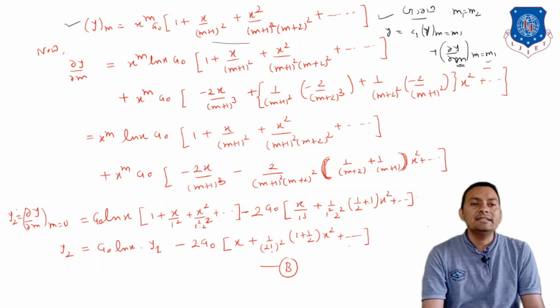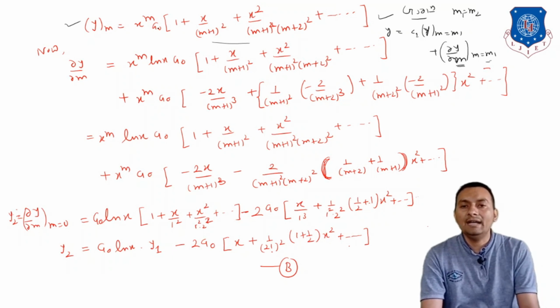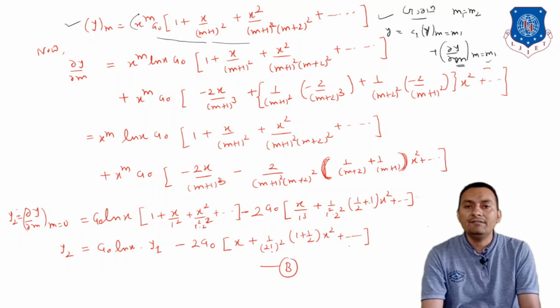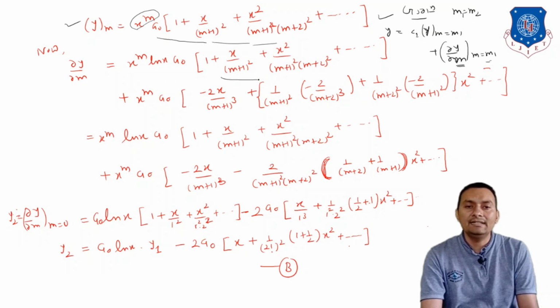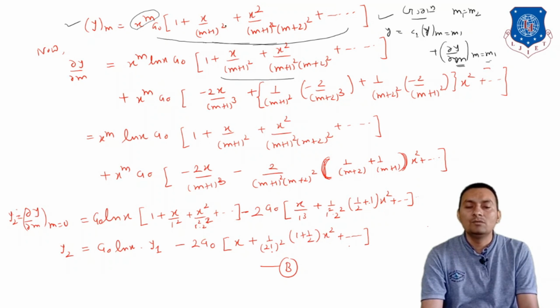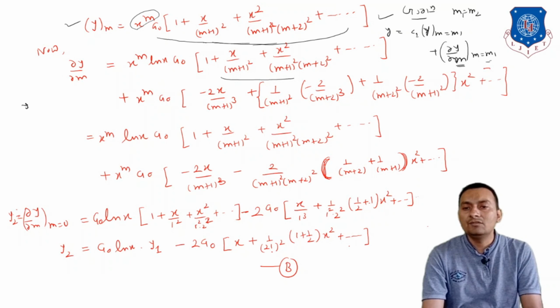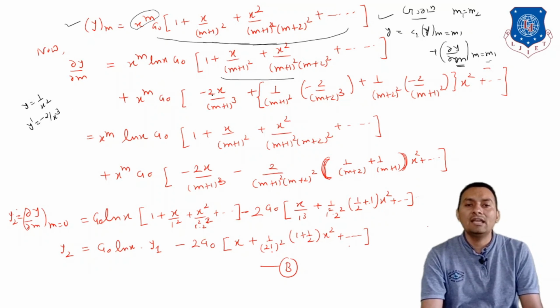Now I'm taking the partial differentiation with respect to m. So I'm taking this as the constant, and the derivative of this with respect to m will be x raised to m ln x, and this is the same, plus x raised to m a0, so I'm taking the derivative of this one. So what I will get, this is 0, and x divided by (m plus 1) raised to power 2, but we know that y equal to 1 divided by x square, so its derivative will be minus 2 times x raised to cube, and according to that I have minus 2x divided by (m plus 1) raised to power 3.